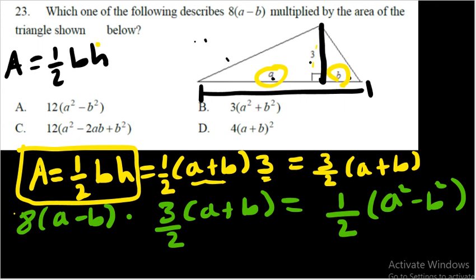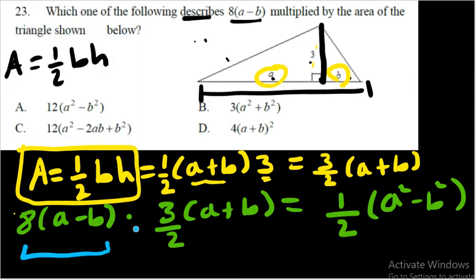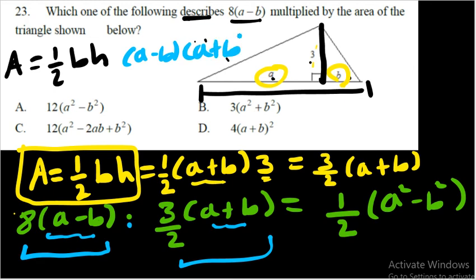Then the question is saying, which one of the following describes 8 times A minus B multiplied with the area? That means I'm going to multiply the two now. When we multiply, look how it looks. The first one here, times the second one here. But try to focus on the bracket A minus B and A plus B. There is a formula, difference of squares. A minus B times A plus B is the same as A squared minus B squared. So when you multiply the two, it's going to be A squared minus B squared.